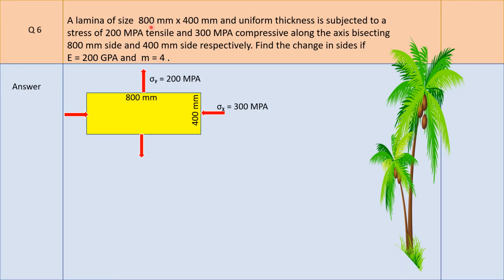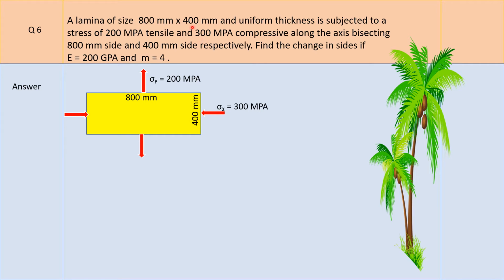Now lamina is 800 mm by 400, so this is the lamina. In the x direction it is 800 mm and in the y direction, the vertical dimension, 400 mm. Now for the 800 mm the stress is 200 megapascal tensile and it is bisecting the axis, so it is at the center here. Bisecting this 800 mm is 200 megapascal and tensile, so this is tensile force, and because it is vertical it is sigma y and it is perpendicular to the x direction.